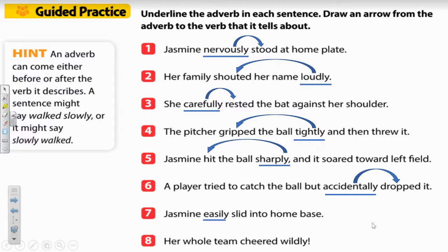Number 7, Jasmine easily slid into home base. Adverb, easily. The verb it's describing, slid. And last but not least, number 8, her whole team cheered wildly. What's the adverb? Wildly. What was done wildly? They cheered. Good job. Notice every single adverb on this guided practice ended with that suffix ly.